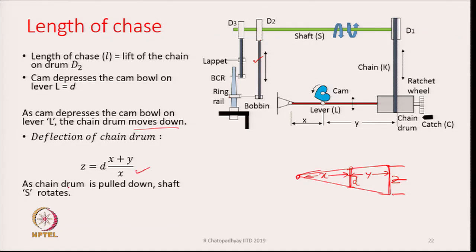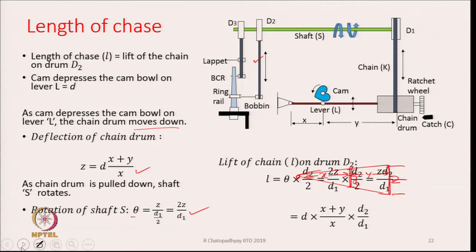As the chain drum is pulled down, shaft s will rotate. If it is pulled down by z, we have to find out what is the rotation of the shaft s. The chain is wrapped over a pulley or a drum or disc, whatever we say, which is d1. So, the rotation of the shaft theta is going to be z divided by d1 by 2, where small d1 is basically representing the diameter of the disc d1. It is going to be 2z by d1.